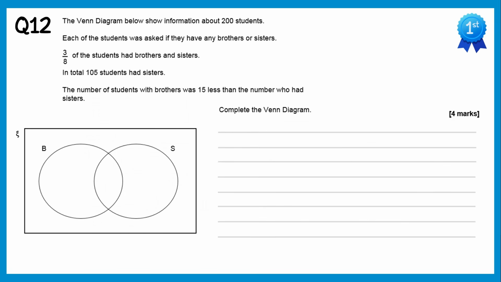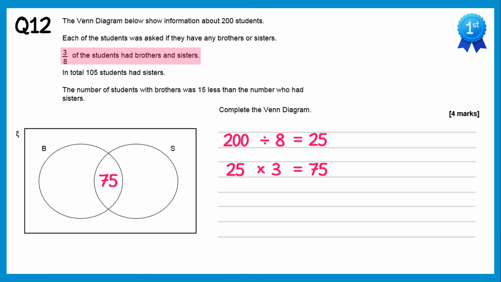For this Venn diagrams question, we'll first of all look at where it says 3/8 of students had brothers and sisters. Now there were 200 students overall, so we just need to find 3/8 of 200. To do this, take 200 and divide it by 8, which gives 25, and then take that 25 and times by 3, which gets 75. So there were 75 students that had brothers and sisters. This represents the middle part of the Venn diagram, the intersection, so we'll write 75 in there.